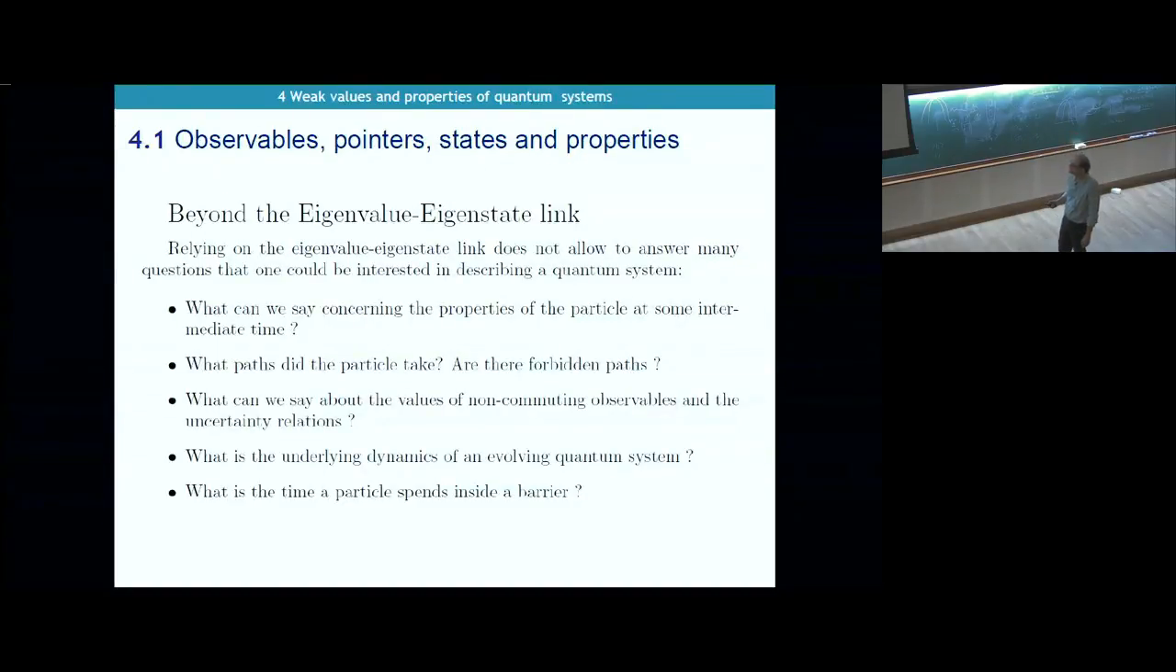But so, what path did the particle take between an initial and a final state? This is what we're going to talk about. Other applications that we won't probably have time to talk about are: what can we say about values of non-commuting observables, the underlying dynamics of an evolving quantum system, which I'm going to talk about in a while, and also other questions like the time a particle spends inside a barrier. That's another question that has no immediate answer in the standard formalism.